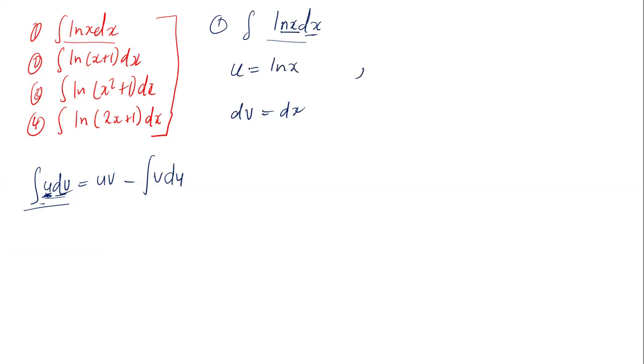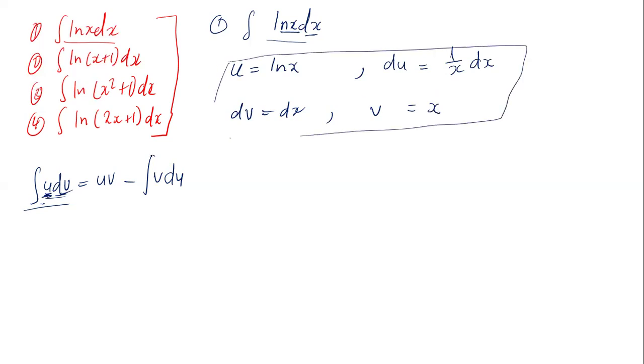Using this equation over here, we can determine du with respect to x. The derivative of ln x, we know, is 1 over x dx. This is how we derive this, right? And in order for us to determine v, we're going to have to integrate this. So to integrate dx, we're going to have to bring x back. Now using all of this information, we're going to plug it into this equation.